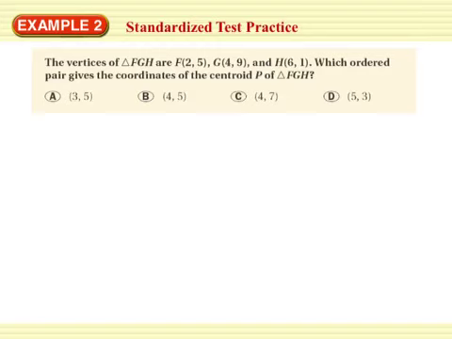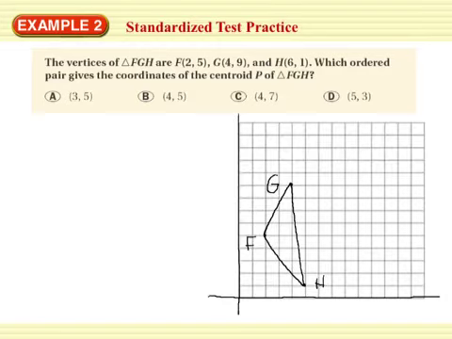Example 2. I need a graph for this one. Hold on a second. Okay, let's talk about this one. The vertices of triangle FGH are given. Which ordered pair gives the coordinates of the centroid P of triangle FGH? Okay, the coordinates of the centroid. Now remember, the centroid is where, if we drew a line from the vertex to the midpoint, vertex to midpoint, vertex to midpoint, the centroid is in the middle.